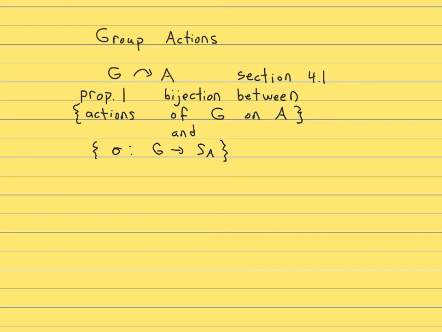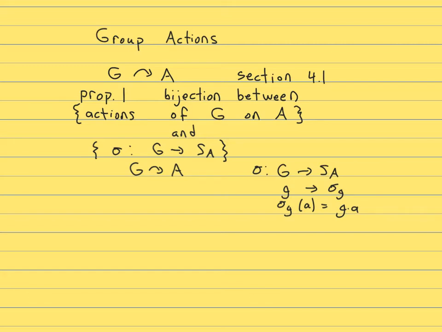So I had already stated this bijection in a previous video by pointing out that given an action, the associated homomorphism is the one that sends g to sigma_g, where sigma_g of a is just g dot a. So we went through the proof that for any element g, this was in fact a permutation, and this was a multiplicative map, and so this is a homomorphism. And vice versa, given any such homomorphism, it gave rise to a group action.